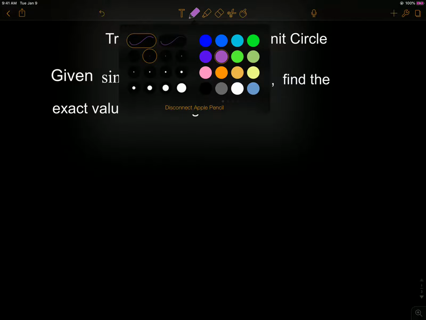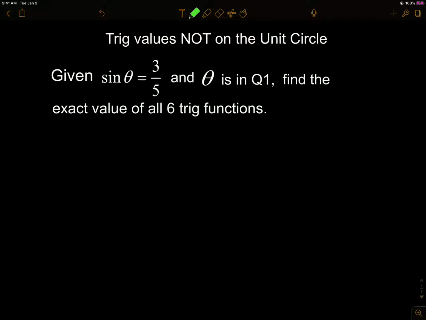I'll stay with green. So given that the sine of theta is 3/5 and theta is in quadrant 1. Okay, so theta, this angle somewhere in quadrant 1. We have to know that sine of theta equals opposite side over hypotenuse side.